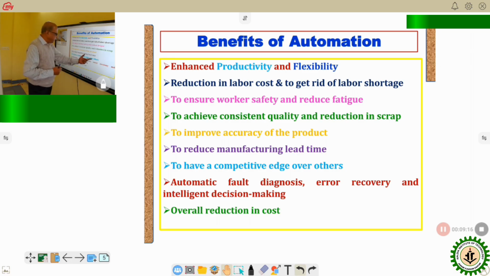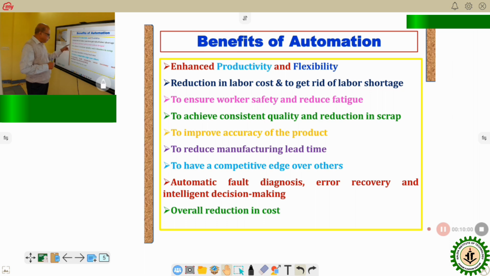To have a competitive edge over others: with this sophisticated facility, we can better address customer requirements, and with that competitive edge, we can beat the competitors. Additionally, we can have automatic fault diagnosis, error recovery, and intelligent decision making. Depending on the capability of the program, a lot of macro programming facilities are available. Those facilities help us automatically diagnose faults and take corrective action, which reduces hazardous activities associated with maintenance problems. And of course, it facilitates intelligent decision making.